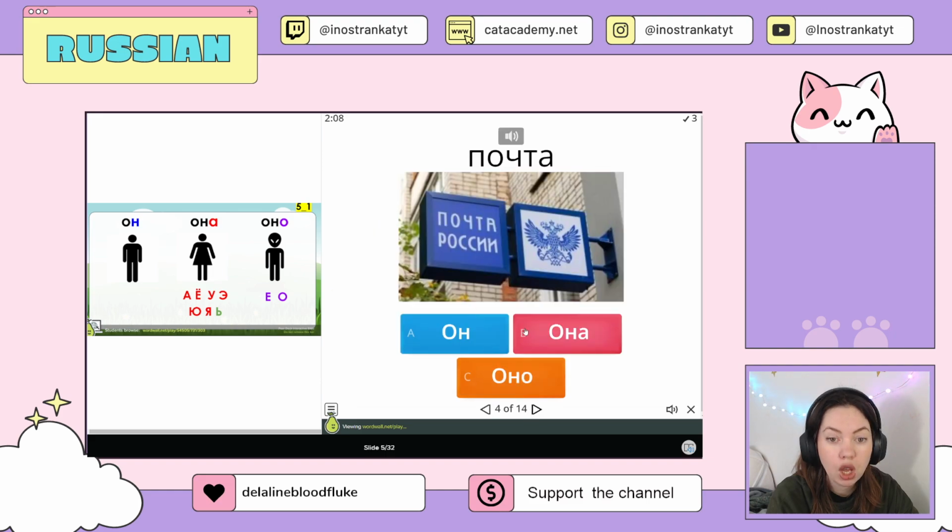Почта. Почта, post office. So is the final letter a vowel? Это гласная? Да. Это е или о? Нет. Значит, это женский род. Она.